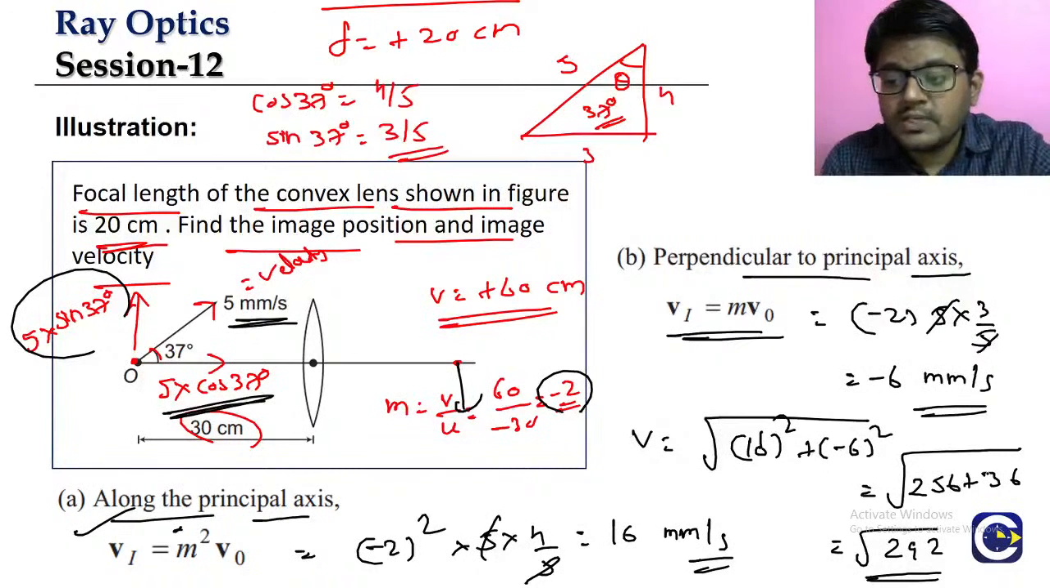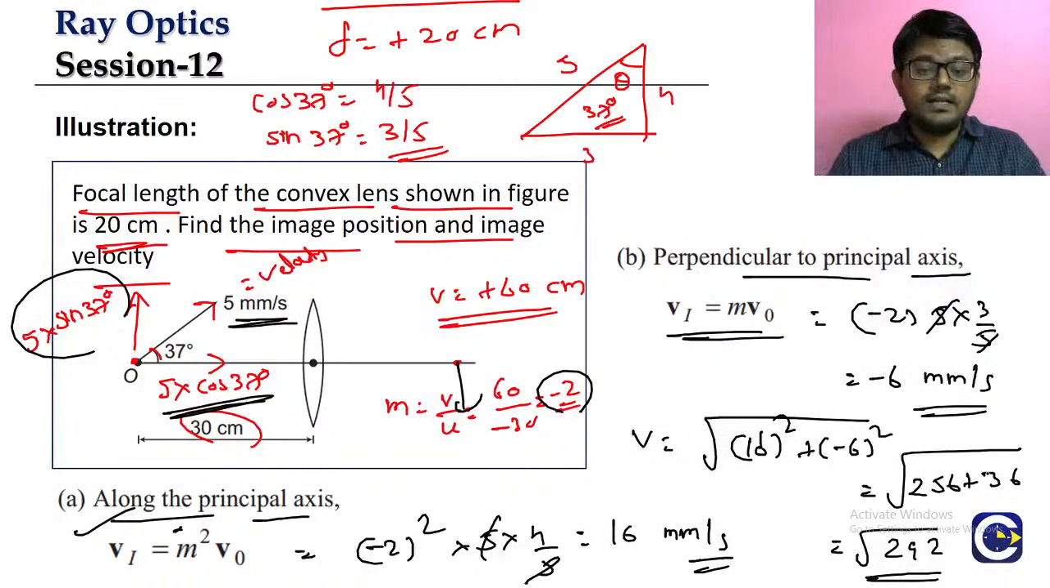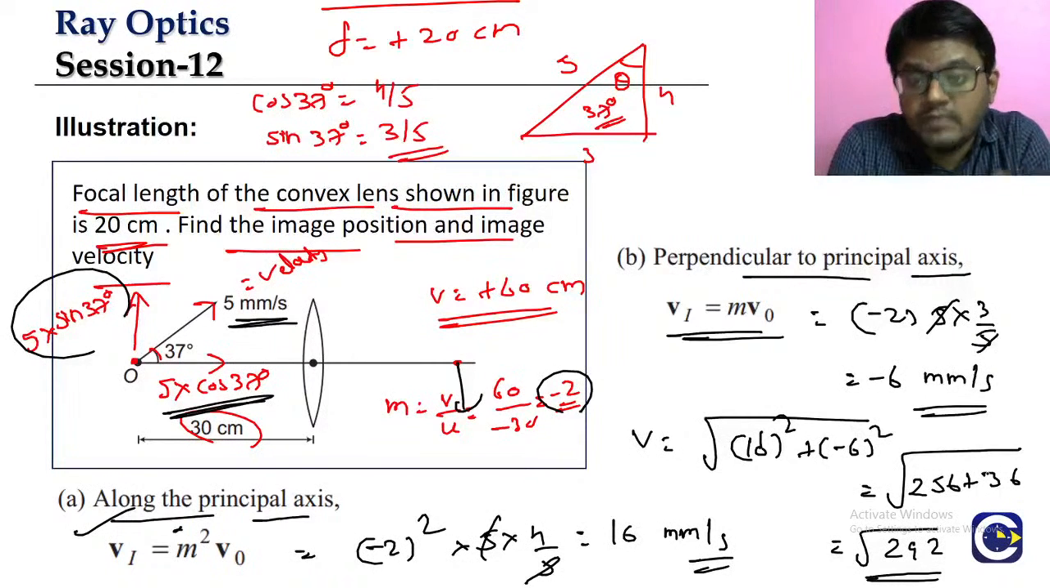Okay, so is it clear, guys? What are the answers for this one? The position of the image is v equals plus 60 centimeter. And what about the velocity of the image? They are asking for velocity, which means we have to give the total velocity, right?